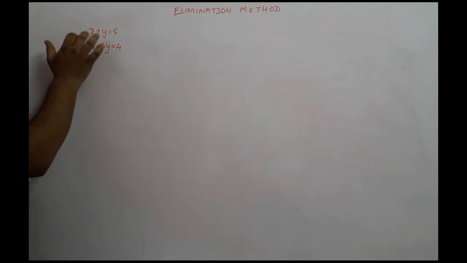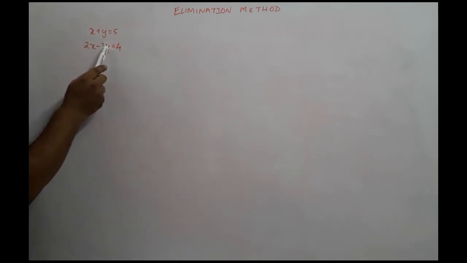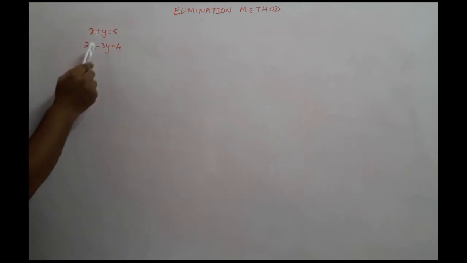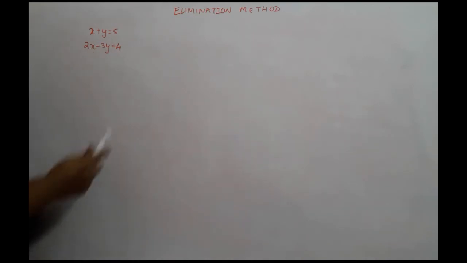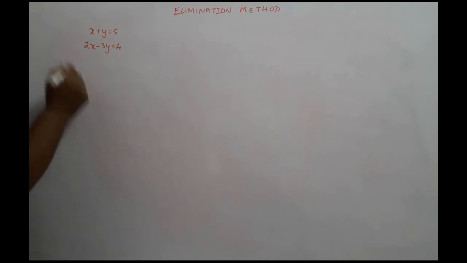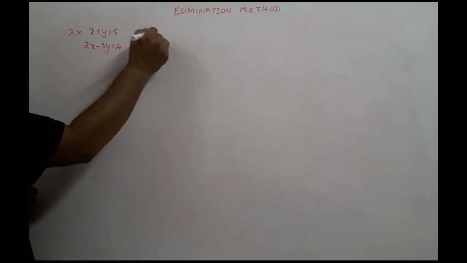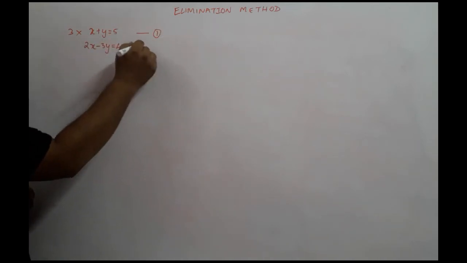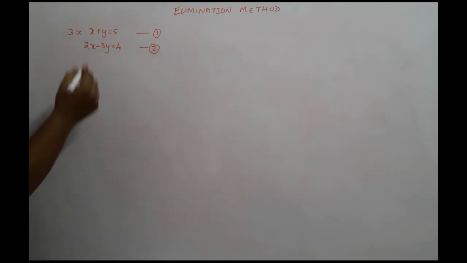So here x has a coefficient of 1, here x has a coefficient of 2, here y has a coefficient of 1, and over here the coefficient of y is minus 3. The signs are opposite, so we don't have to do anything. Let us make sure that the coefficient of y also becomes 3. If we need to make the coefficient of y 3, then we have to multiply this by 3. Okay, we'll mark this as equation 1, x plus y equal to 5, and this as 2, because we'll need them later on.